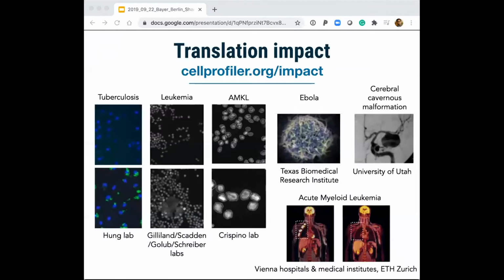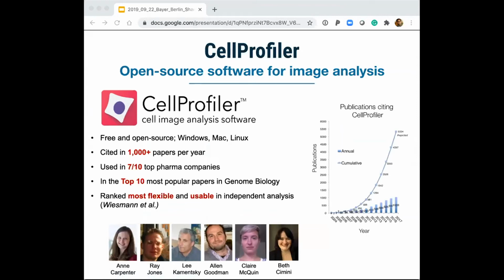And all this work is having an impact. These are just some of the cases where compounds discovered using our team's software and methods have been shown to be effective in animal models of disease. As I mentioned, one clinical trial has already begun for myelofibrosis, which is already showing clinical benefit, and others are moving in that direction. All of this work has led to advancements to CellProfiler, which is our open source software for image analysis. It's widely used around the world, not just in academia, but also in pharma companies, and you can check it out at cellprofiler.org.